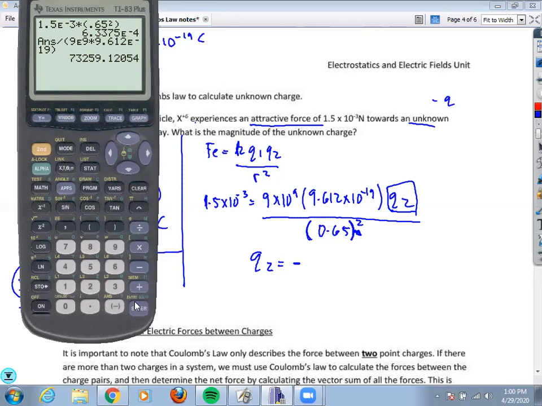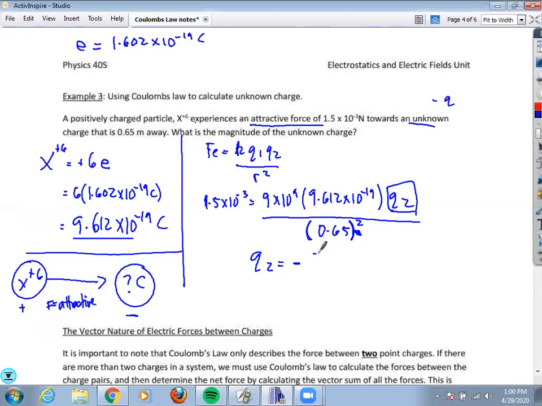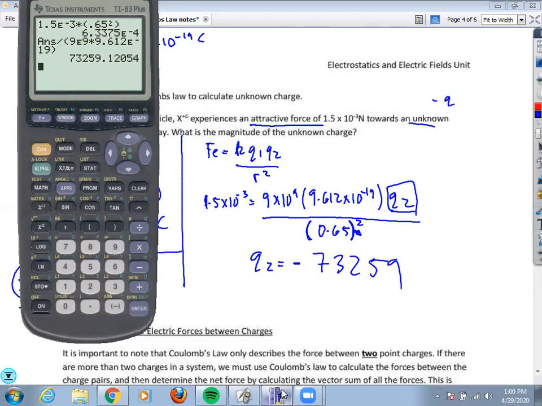And that is a large charge, and we get that. So we get 7.3259 times 10 to the power of 4. So 73,259. Okay, and we get our charge that way.